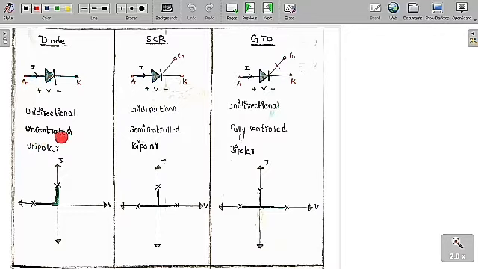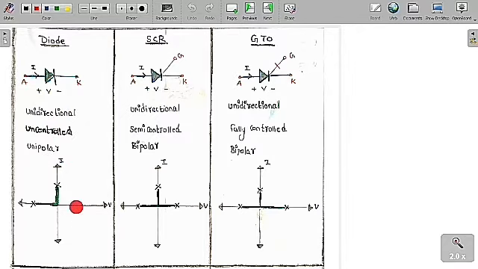So it is called an uncontrolled switch, and also a unipolar switch. It can only block the reverse voltage, but not the forward voltage. Because of this, it is called a unidirectional switch, an uncontrolled switch, and also unipolar.